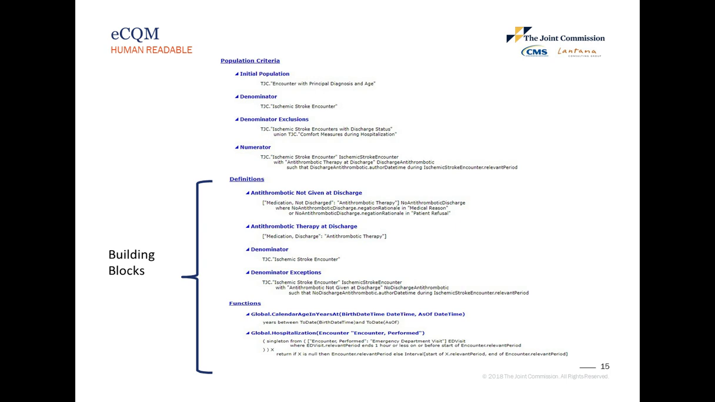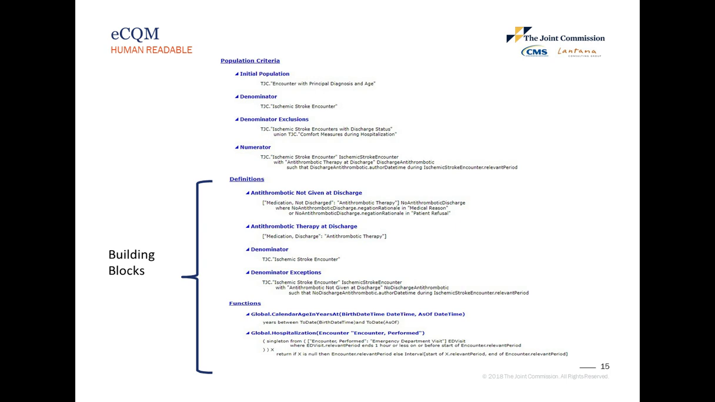Slide 15 shows a screenshot of a human-readable file. For those that are new to eCQMs, a human-readable is the file format of the measure specifications for a person to read versus a computer. And the first thing I want to point out is if you look under the initial population, it's only referring to a single line. For example, TJC.encounter with principal diagnosis and age.